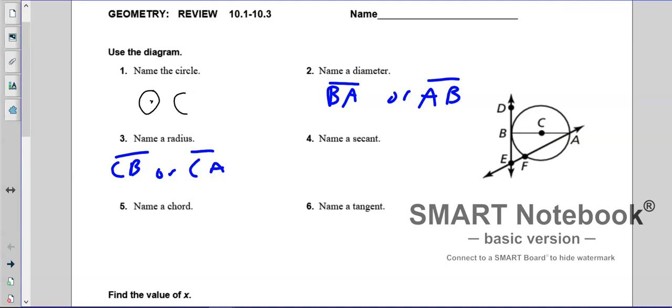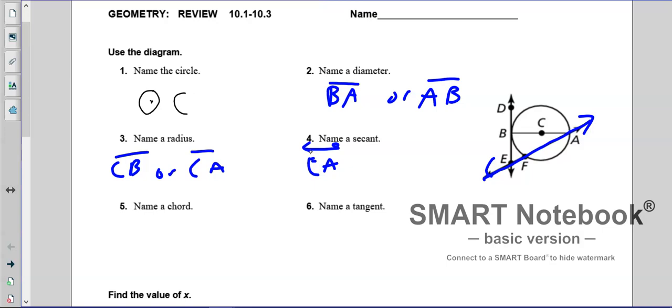Now, name a secant. Remember, with the secant, it is going through the shape. It cuts through. So, what is cutting through the circle? Right there. And it's going on forever. So, EA. And we put a line over it with arrows. And we could call that AE.